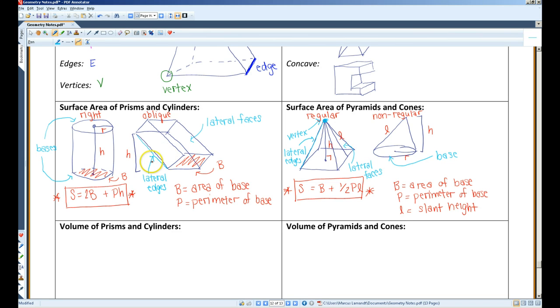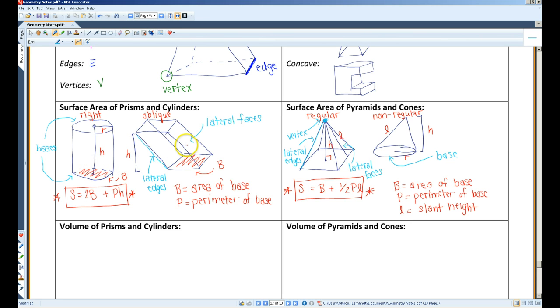A cylinder is pretty much the same thing as a prism, except it has a circle for each of its bases. Okay? The surface area of a polyhedron is the sum of the areas of its faces. The lateral area of a polyhedron is the sum of the areas of its lateral faces. Alright? If you have a right prism or a right cylinder, what that means is that each lateral edge is perpendicular to both bases, or in the case of a right cylinder, the segment joining the centers of the bases is perpendicular to the bases.